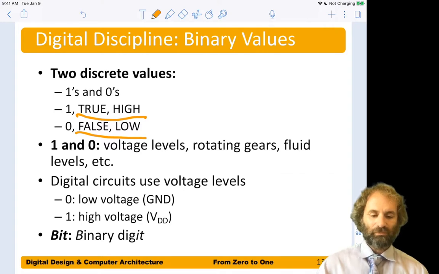We also have the term bit, which is short for a binary digit. That's either a 0 or a 1.